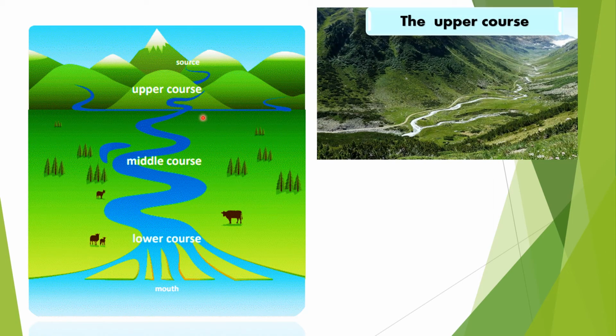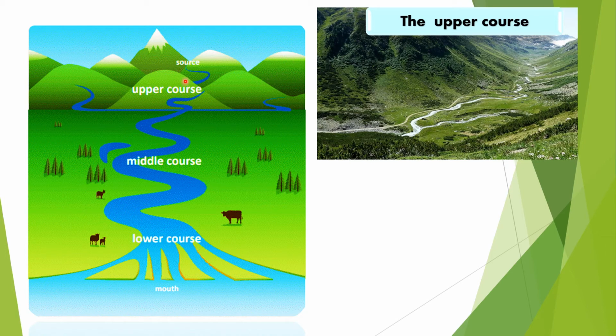What is the upper course? The upper course is that part of the river's journey where it starts flowing. And from where does it start flowing? From mountains. As I have told you earlier, river water flows from highland to lowland. And what is highland? Mountains and plateaus. Most rivers start flowing from mountains as they get water from melting snow, the snow which is on the mountain.